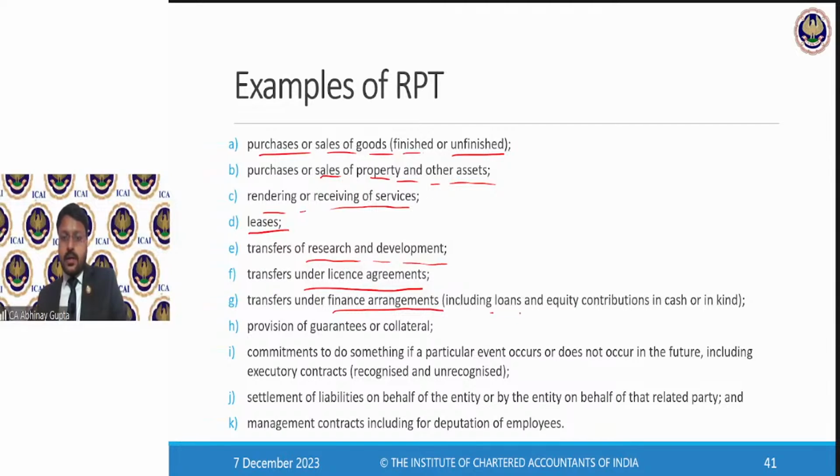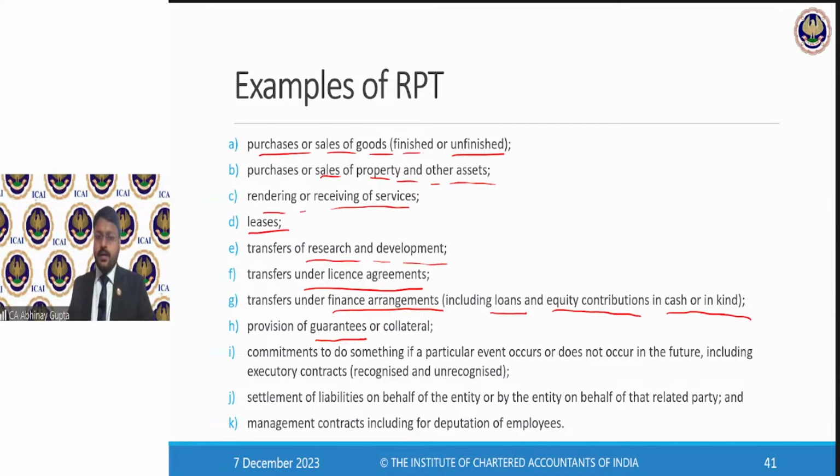For example, giving loans, taking loans, investing in equity shares, taking investments from them in cash or in kind, or provisions for any guarantees, financial guarantees, which generally the holding company gives to the providers of finance for the subsidiary, that if the subsidiary defaults, I will be paying up to you. So these are called financial guarantees.